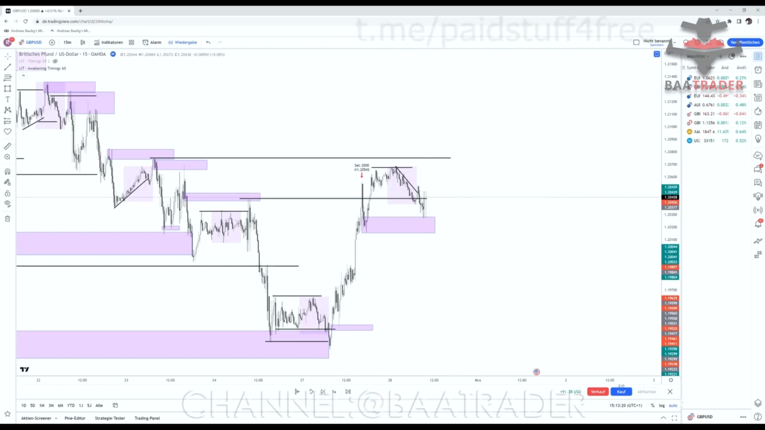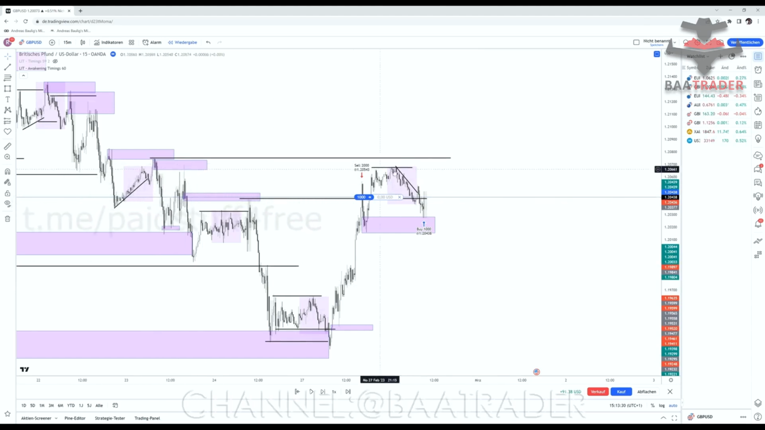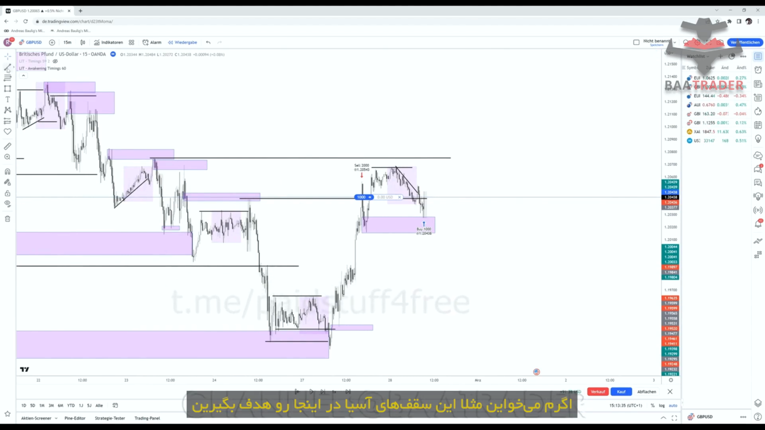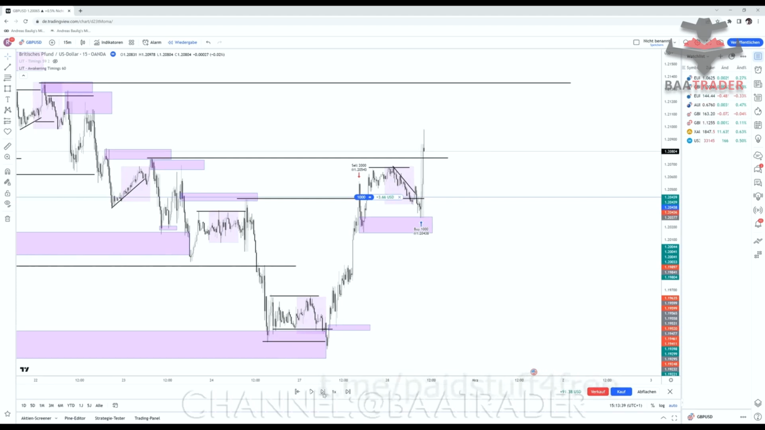It's a joke. It's the same thing over and over and over again. Again, you aim for the next liquidity target, which is minimum here, right? Again, if you want to aim for something like these Asia highs in here, well, it is possible.